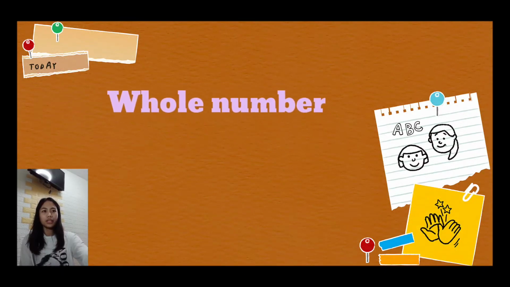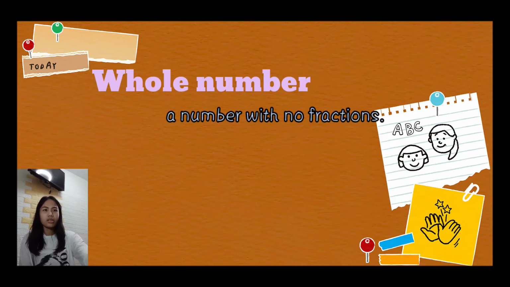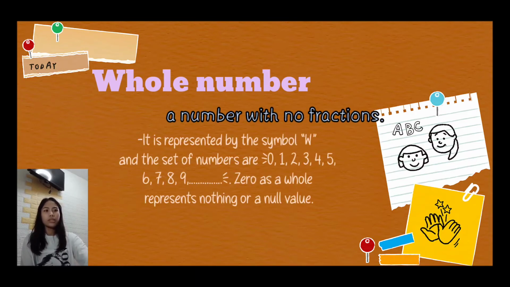Next is whole number. A whole number is a number with no fractions. Whole numbers are part of the number system that includes all the positive integers from 0 to infinity. Whole numbers are the numbers without fractions, and they are a collection of positive integers and 0. They are represented by the symbol W, and the set of numbers is 0, 1, 2, 3, 4, 5, 6, 7, 8, 9, and so on. 0 is a whole number that represents nothing or a null value.